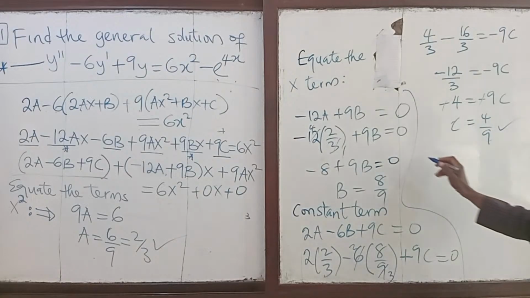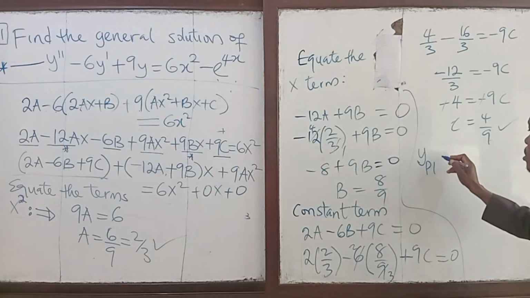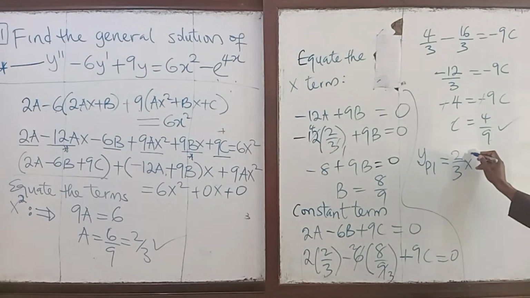Then we can quickly make a conclusion for yp1. Yp1 is what? It is 2 over 3 x squared plus b. My b is what? 8 over 9 x, and then plus c, 4 over 9. So that is the solution for the yp1.